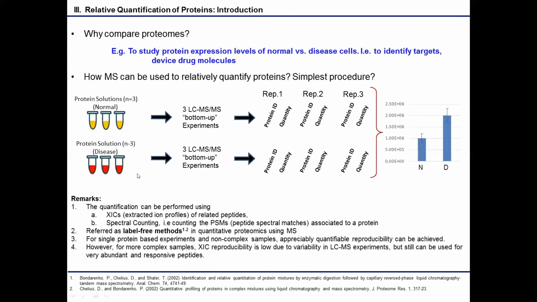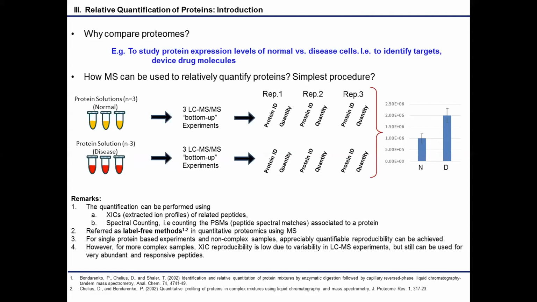The quantification, of course, can be performed using, again, extracted ion profiles of related peptides, or you can do spectral counting of the peptide spectral matches, where I described how the experimental data is basically compared to the theoretical data with an associated protein. And this type of approach is called label-free methods in quantitative proteomics using mass spectrometry. I want you to pay a bit more attention to these terminologies, as they will be used in many articles.